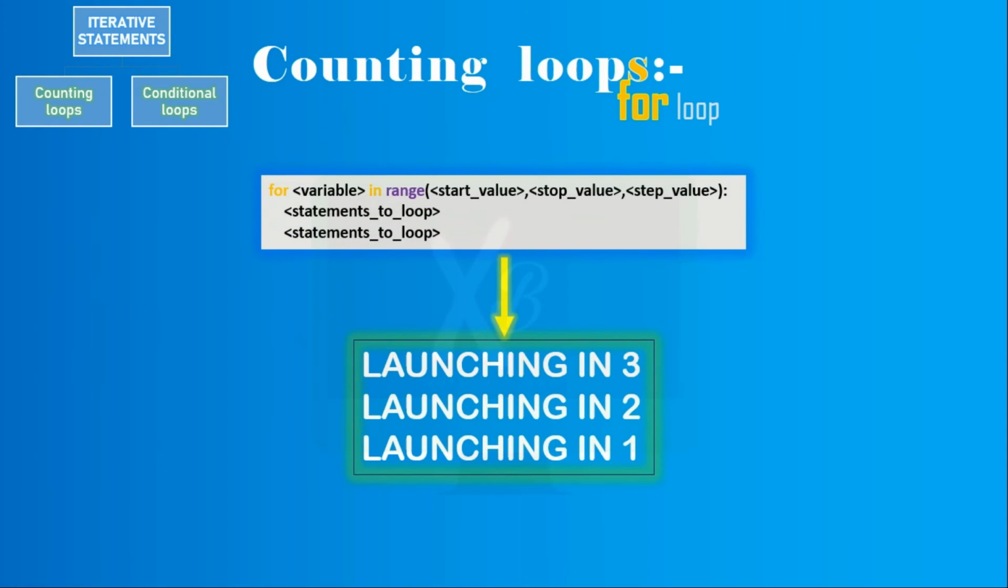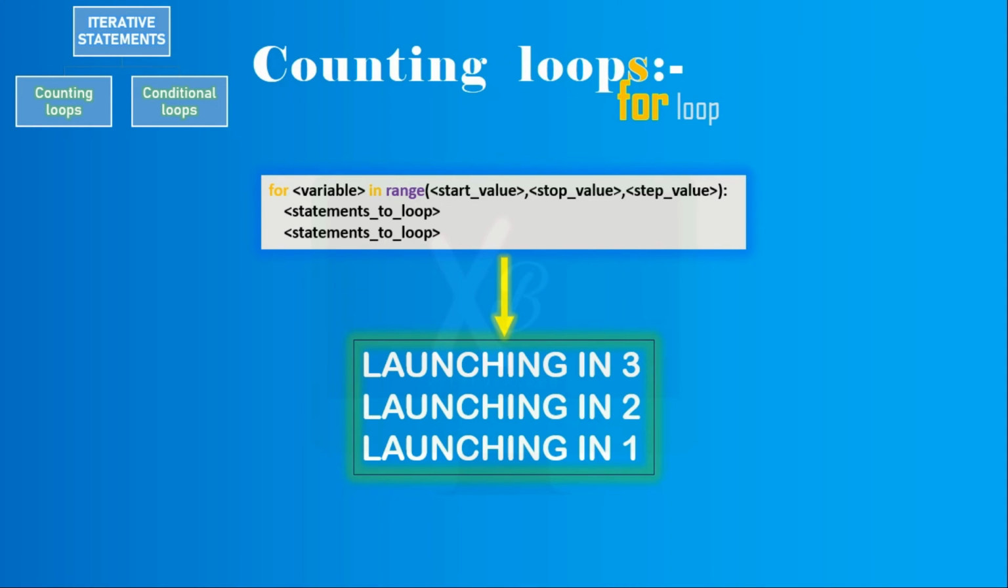Let's see the last example. You write over here: for variable in range, this same syntax to be converted into launching in 3, launching in 2, launching in 1. So we are decreasing here. You see that previously we did 2 days, 3 days, 4 days. So 2 3 4, that was an ascending, but this is a descending order: 3 to 1.